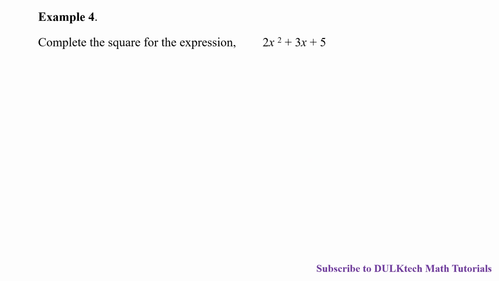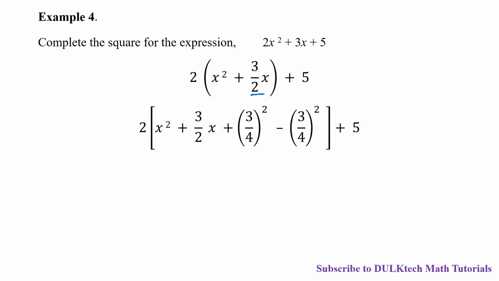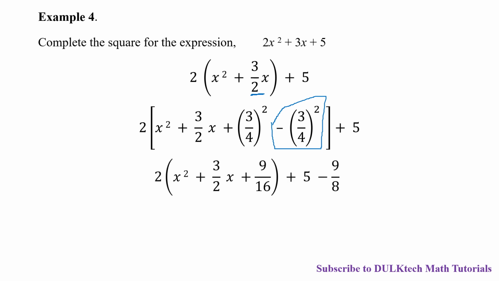Right, likewise, we have to make sure that the coefficient of x squared here is 1. Like this, we are taking out 2. Now, the next thing is to find half the coefficient of this one. Half of 3 over 2 is 3 over 4. Then we square it like this. Then from here, we are now taking this term out of the brackets, right, like this. Then we remain with this one.